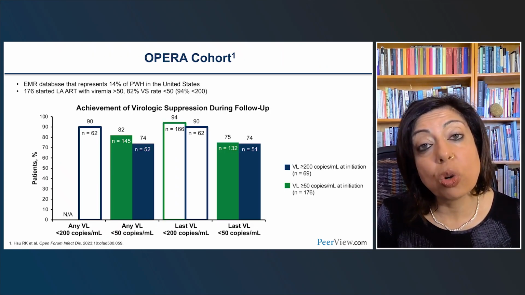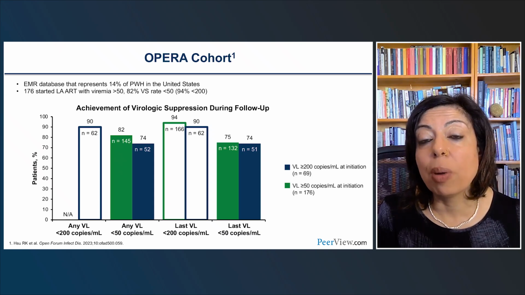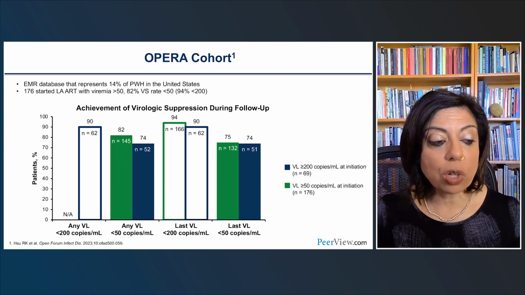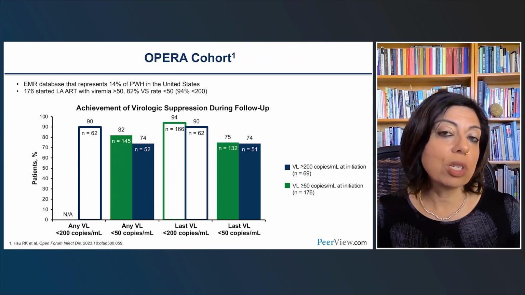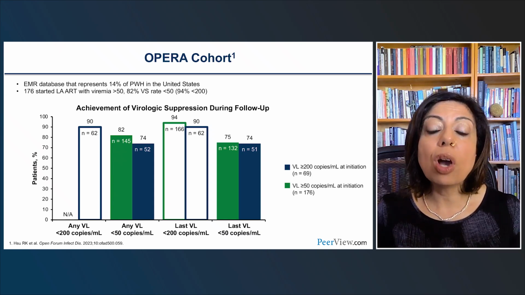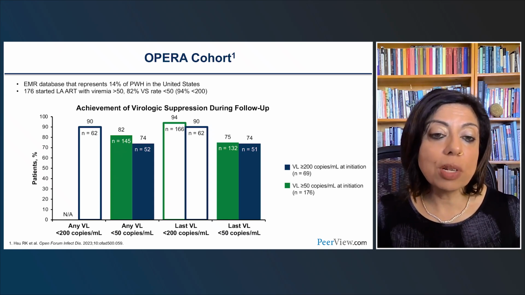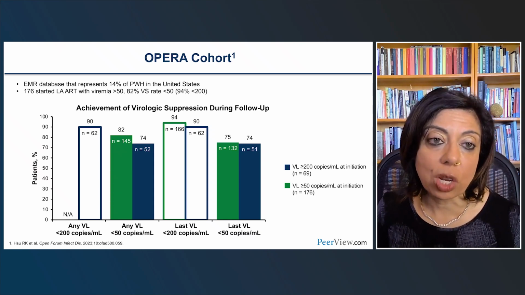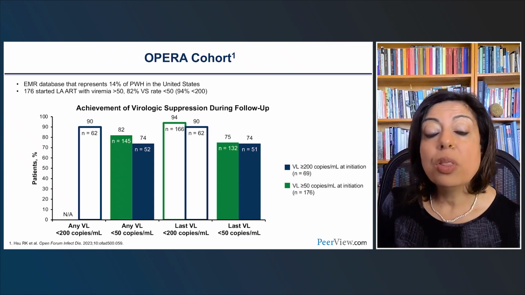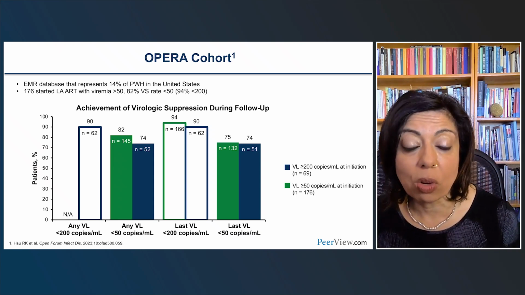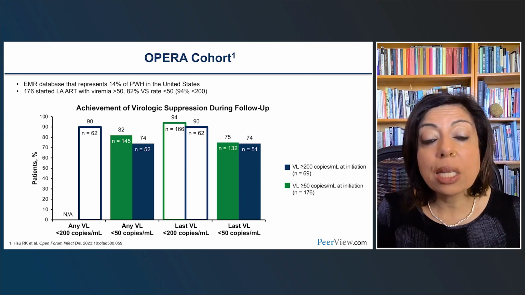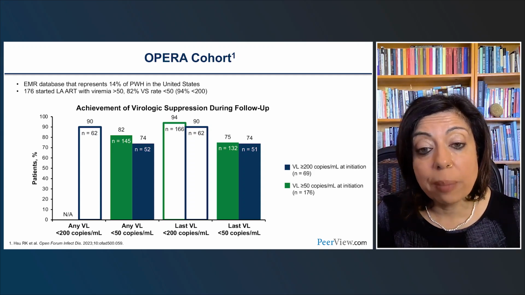The OPERA cohort showed their data at ID Week in Boston in October of 2023. The OPERA cohort is an electronic medical records database that represents about 14% of people living with HIV in the US. And in the OPERA cohort, 176 individuals living with HIV had been started on long-acting ART with viremia. This study showed us their treatment outcomes after starting long-acting Cabril with viremia, and had similar findings to our study.